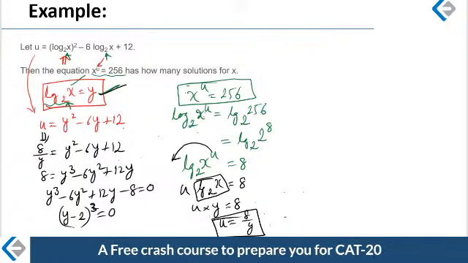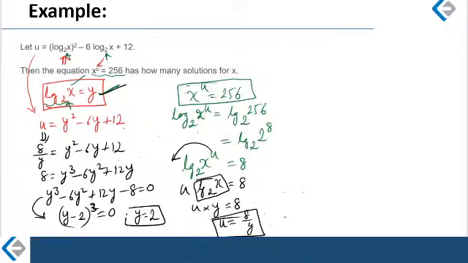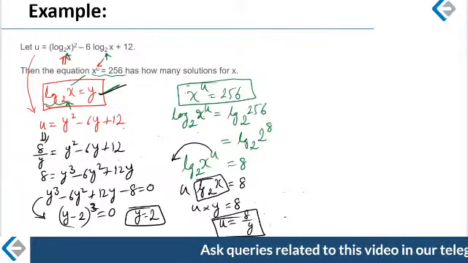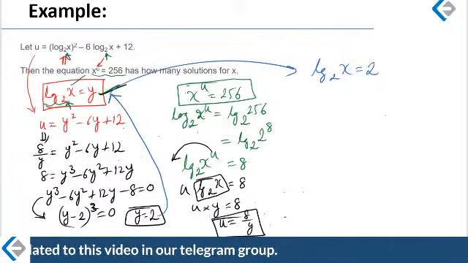So technically, this equation is nothing but y minus 2 whole cube is equal to 0. If y minus 2 whole cube is equal to 0, then y is equal to 2. Good. If y is equal to 2, come back and substitute here. Therefore log x to the base 2 is equal to 2, because y is equal to 2.